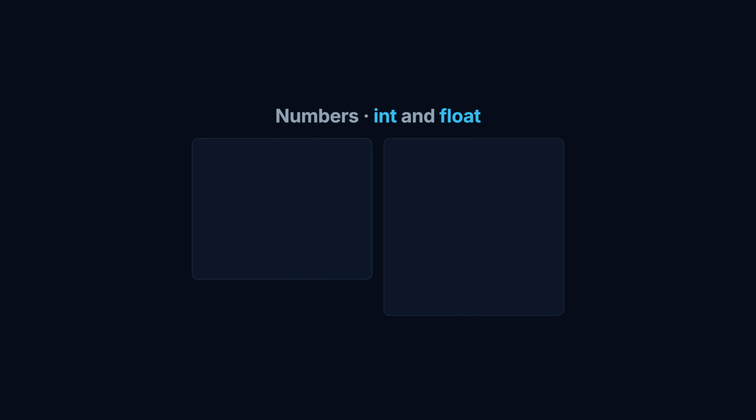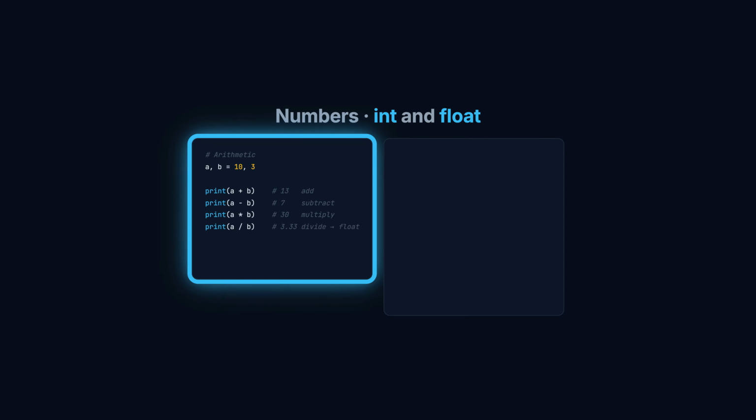Numbers next. Python supports all the arithmetic you would expect plus a few operators worth calling out. Plus, minus, star for multiplication, slash for division. 10 plus 3 is 13. 10 times 3 is 30. Nothing surprising there, but look at division. 10 divided by 2 in Python gives you 5.0, not 5, 5.0, a float. Regular division in Python 3 always returns a float, even when the math works out to a whole number.